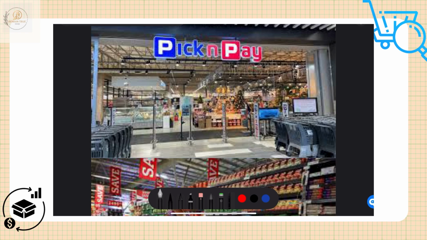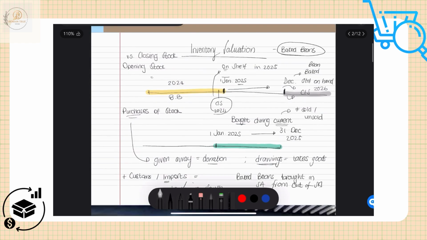So in our previous lesson, we spoke about Pick n Pay as an example, and we used Pick n Pay to explain a couple of key concepts that we use in inventory valuation, such as opening stock. We determined opening stock is the stock we open the new accounting period with. For example, on the 1st of January, the stock on the shelf coming from December would be our opening stock of baked beans, if baked beans was Pick n Pay's primary good, for instance.